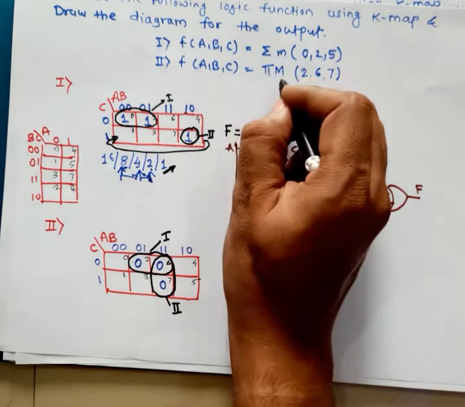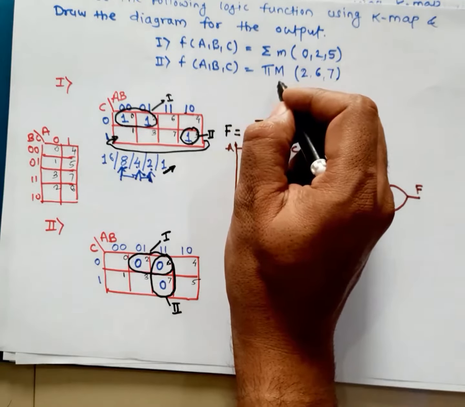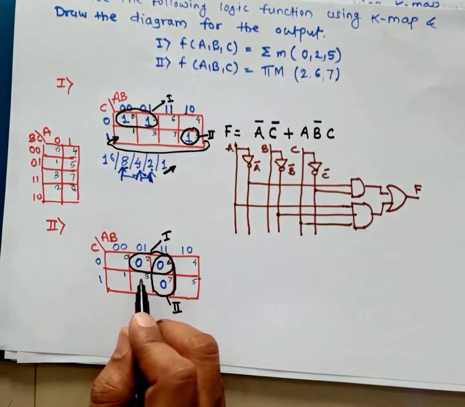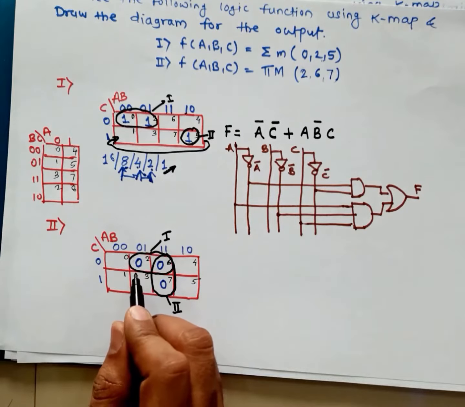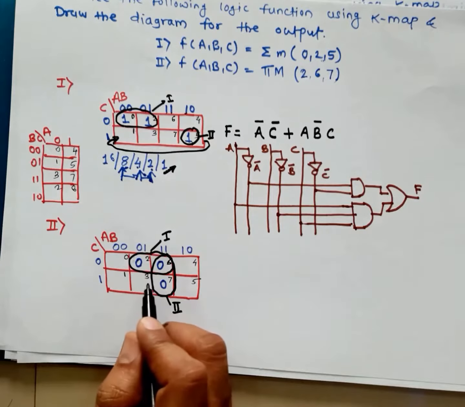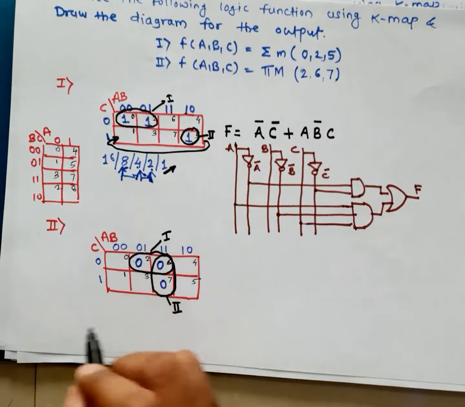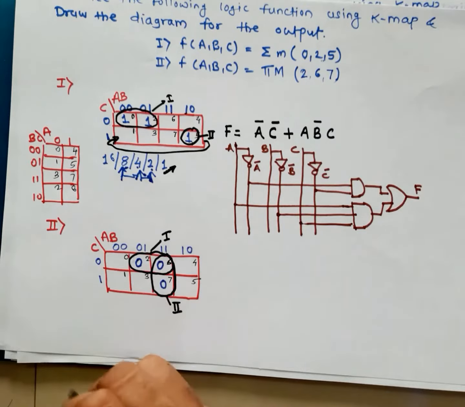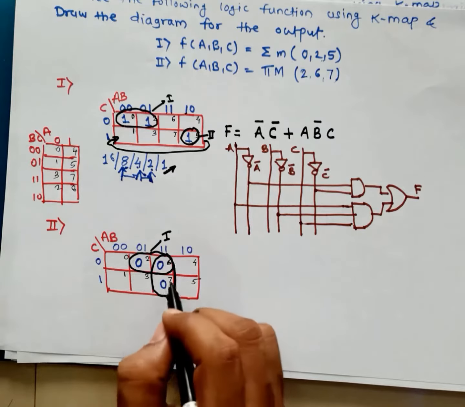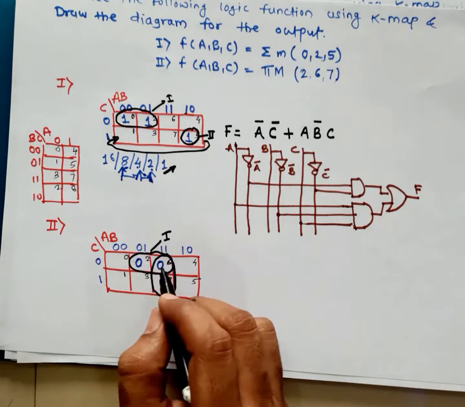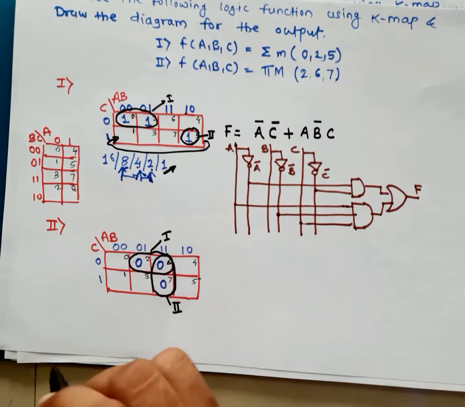The given function is a pi of m. So it is a POS function. For POS functions we consider max terms, and for max terms the cell value is 0, and we make groups of 0 only in a K map. Now here there are two groups. From these two groups you can identify that max term 6, or cell number 6, is used in the first group and is also considered in the second group.